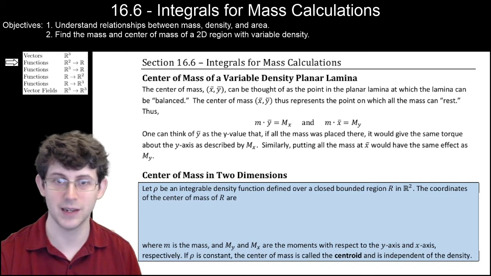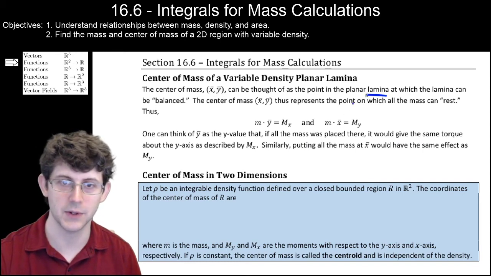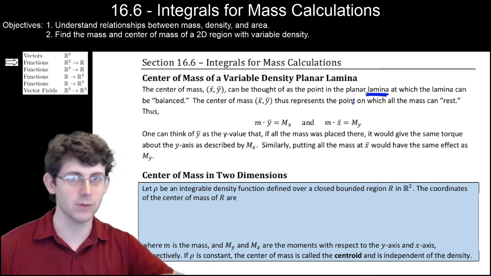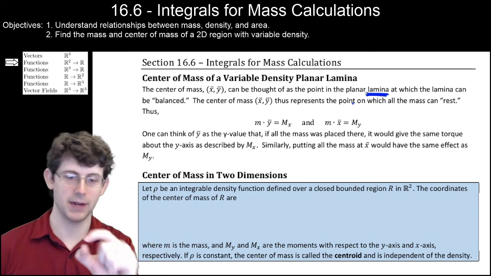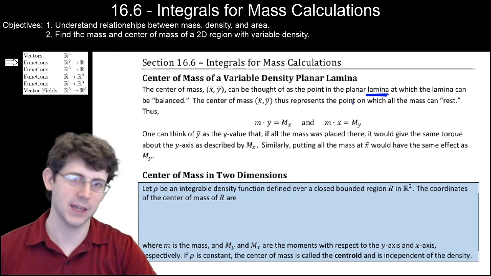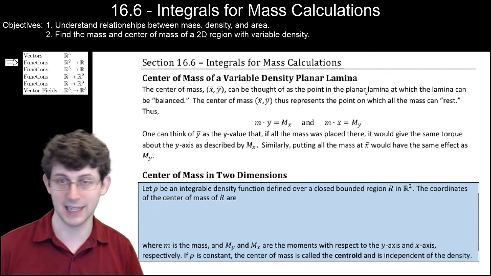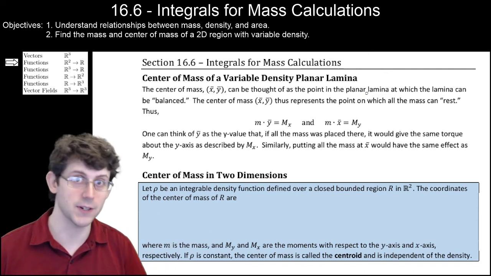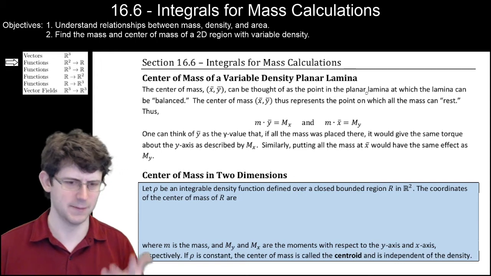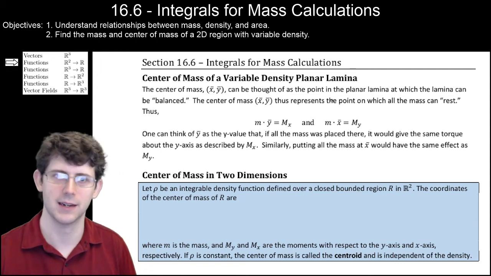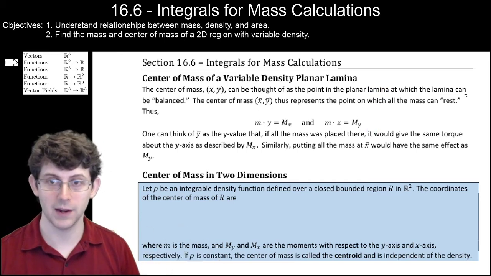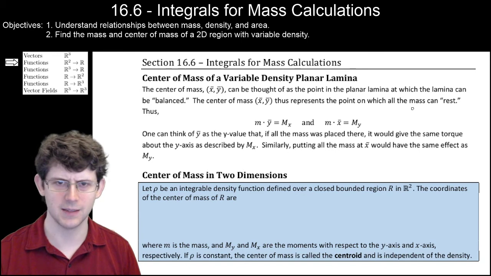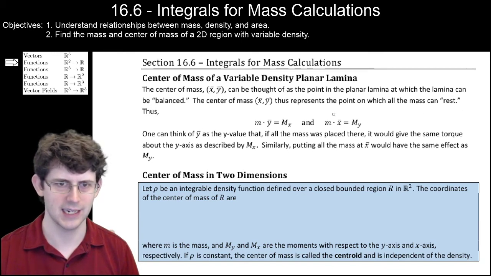Okay, the center of mass is the point where the lamina is supposed to be, it's like a flat object. So density will be measured in like kilograms per square meter. I don't want to think about it as a solid object. I'll think of it as being really, really thin, like a piece of paper. You would measure the piece of paper's density in like kilograms per square foot or per square meter, not kilograms per cubic foot of paper. That would be weird. So that's what this word does for us. Think of 2D objects. So it's the point where the lamina can be balanced. The center of mass is the point where all the mass can rest.